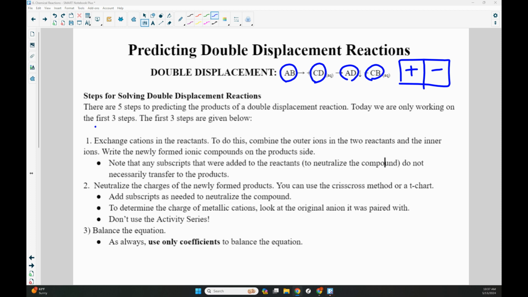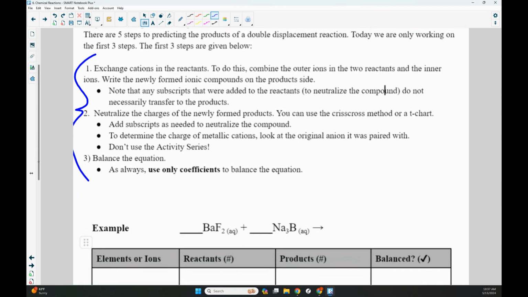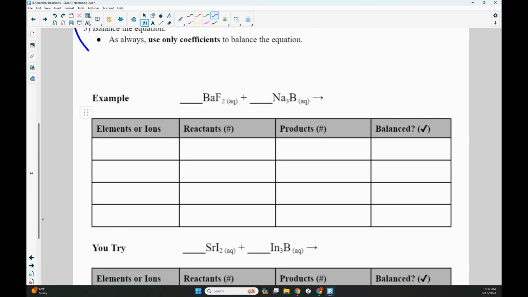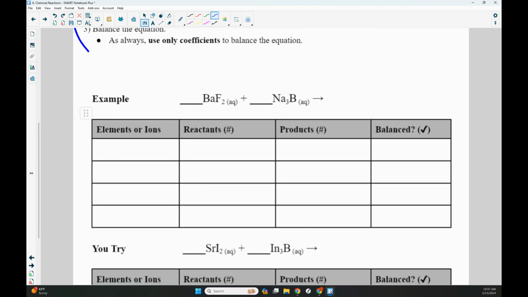So here are the steps that we're going to follow. I won't read all those steps right now, but I am going to walk you through those in your examples. So please get an example sheet from me if you don't already have one. Here is our first example.